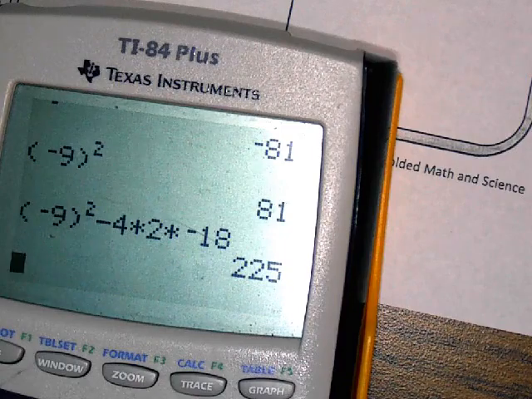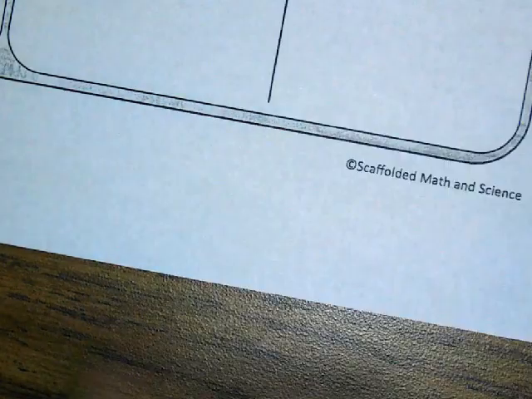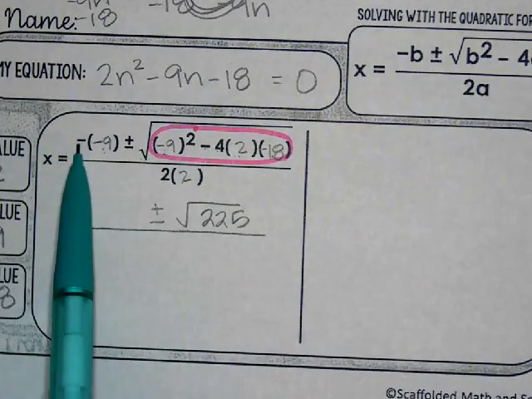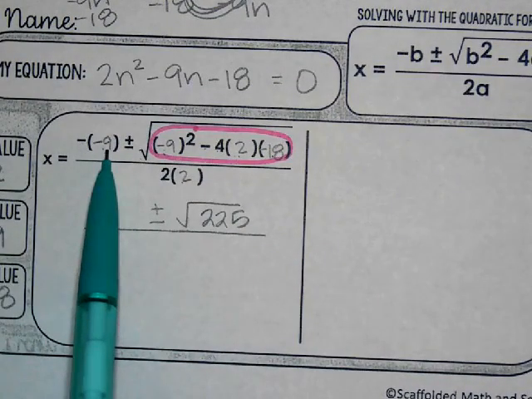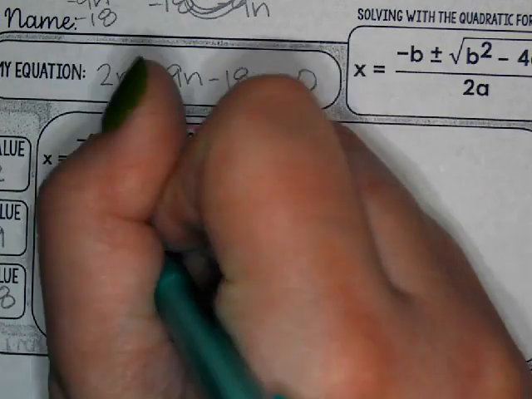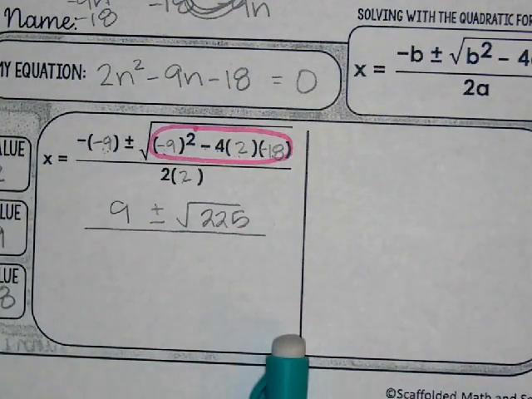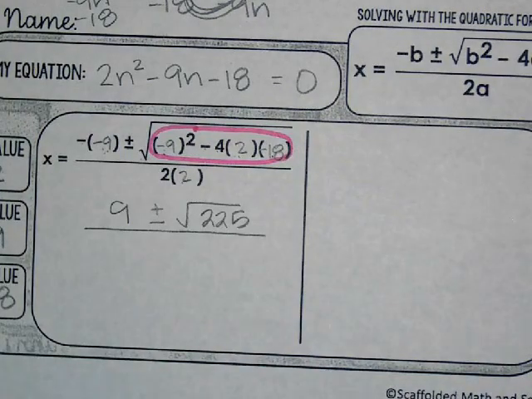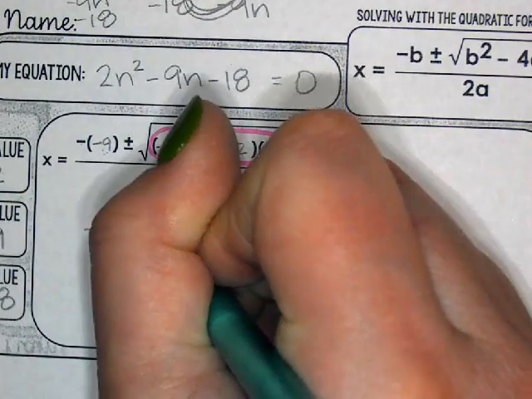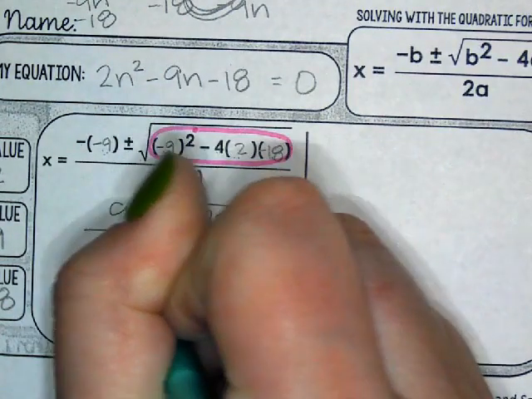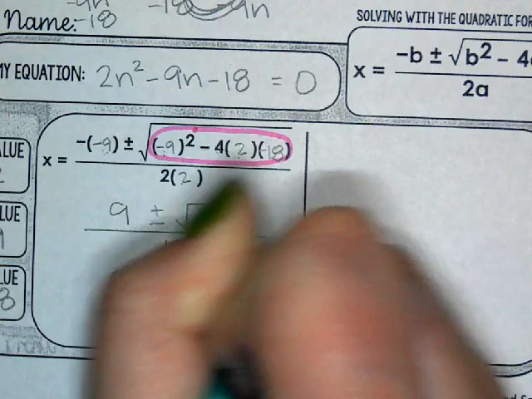Was everyone able to get that? 225? Okay. So 225 goes in here. We have negative of negative 9. What's that? 9. Okay, and then we have 2 times 2 on the bottom. What's that? 4. Yeah, 225 is a perfect square. So what is it? 15. Okay, so 9 plus or minus 15 over 4.